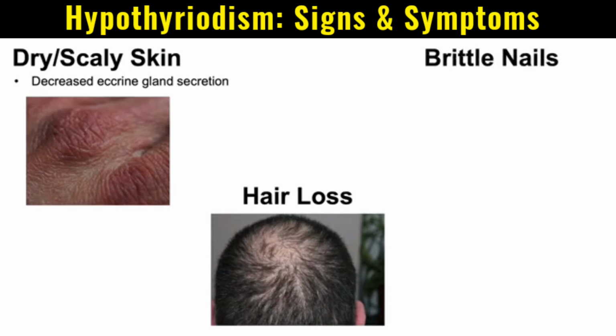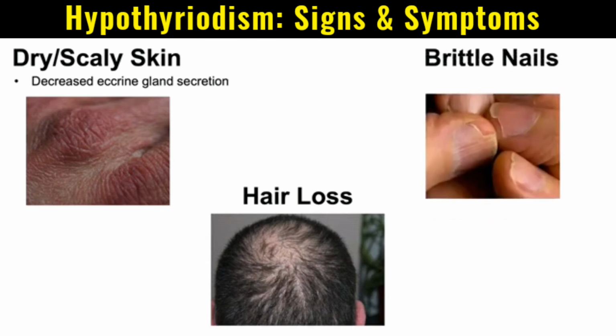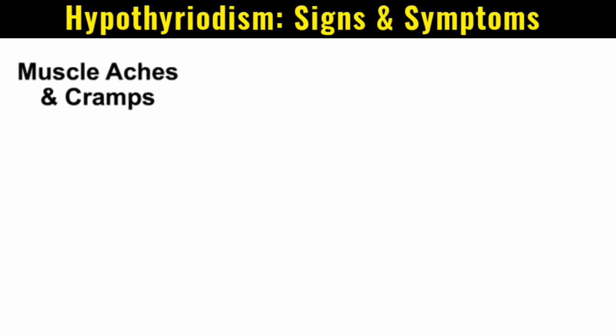And then we can also see brittle nails in hypothyroidism. So nails where they're cracked, chipped, and this is due to decreased nail growth in general. So again, some of the other signs of hypothyroidism include dry, scaly skin, hair loss, and brittle nails. We can also see issues with muscle aches and cramps in hypothyroidism.